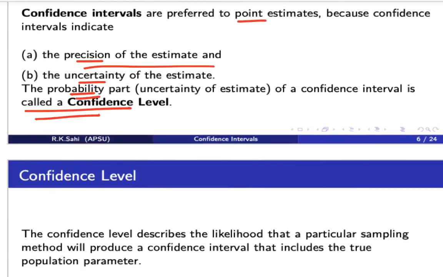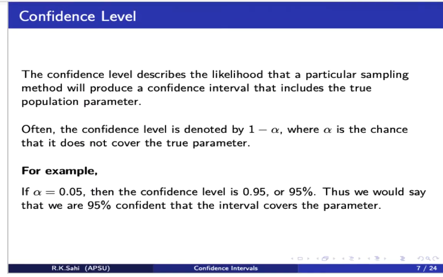So the confidence level is denoted by 1 minus alpha. This alpha is the chance that it will not cover the true parameter. So for example, if I say alpha is 0.05, then the confidence level is 0.95, which in turn means that we're 95% confident that the interval will cover the true parameter.